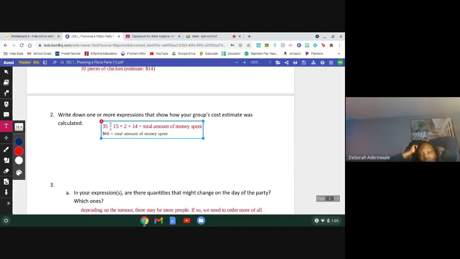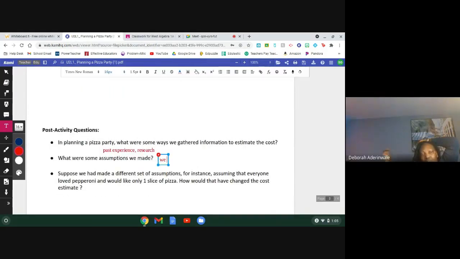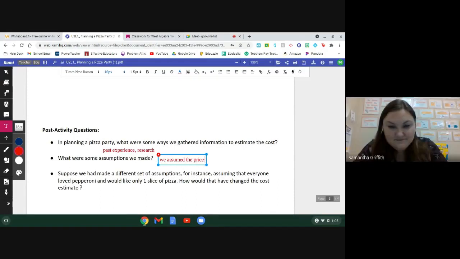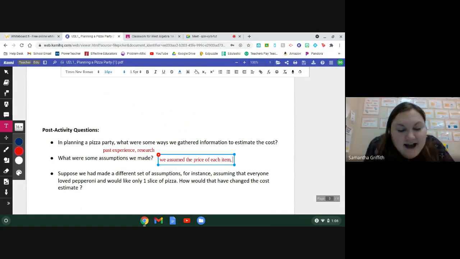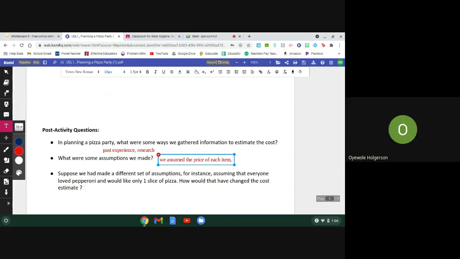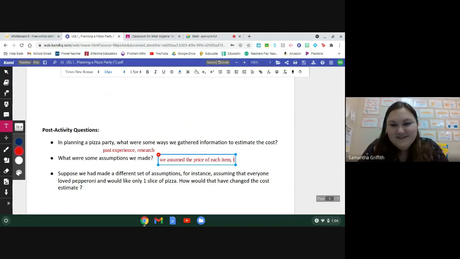Well, we assumed the price, because that's not the exact price. For all the items, they were all assumed prices because we are not actually in the store to buy them. Yeah. What's something else we assumed? The Pepsi, everything. We assumed the number of people that will be coming as well. Yeah. So we assumed the price of each item because we didn't do any research. We assumed how many people were coming that day. Anything else we assumed?